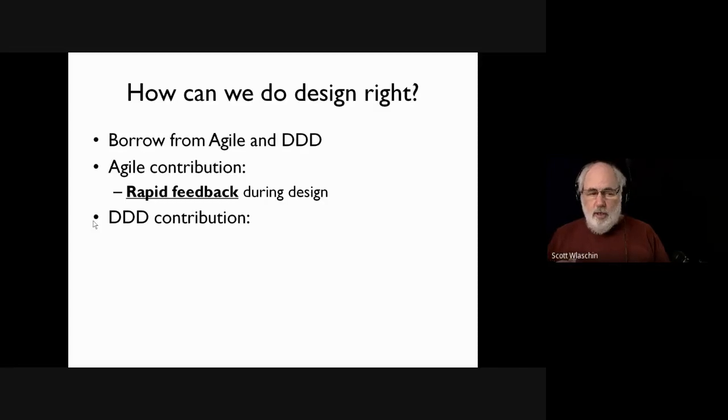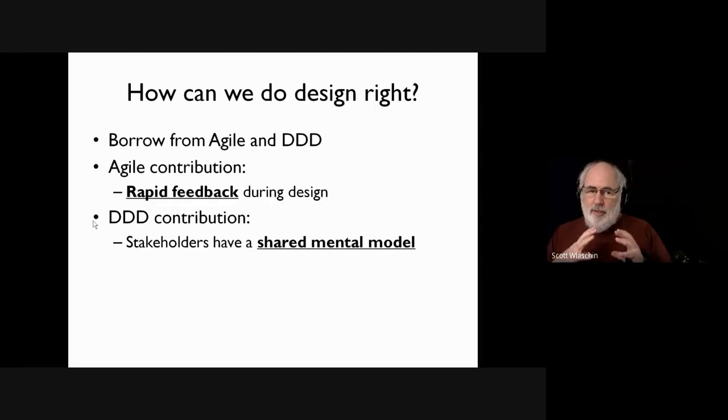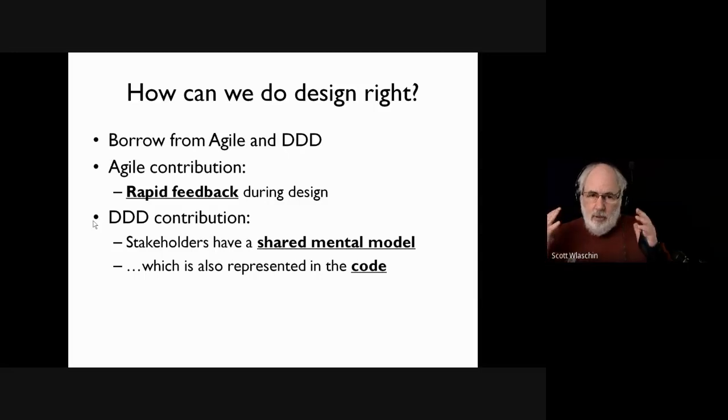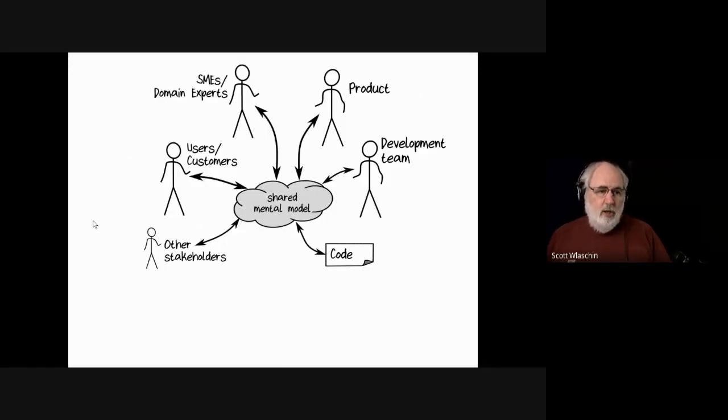Now, from domain-driven design, I am going to take the idea that there is a shared mental model. Everyone thinks the same way about the problem. Not that you don't have people thinking differently. Everyone thinks the same way, and that thing is also represented in the code. So not just the people have it in their head, but the code also has the model in its head. Here's a little picture of what I mean. We have a shared mental model. We have the product people, we have developers, we have domain experts, we have users and customers and testers and user interface people. Everybody has the same shared mental model. Everyone uses the same language. Everyone has the same concepts.